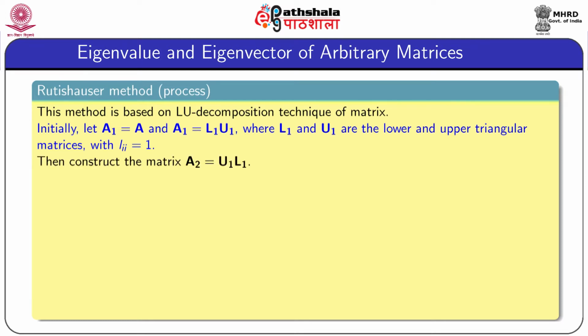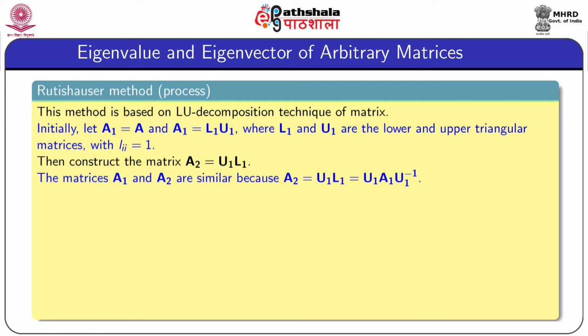Then we construct the matrix A2, which is equal to E1 into L1. Note that A1 is equal to L1 into E1, the product of lower triangular and upper triangular matrix, but the matrix A2 is the product of E1 into L1, that means the product of upper and lower triangular matrices.